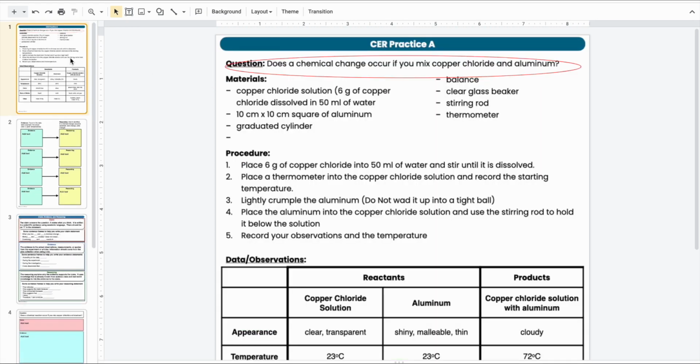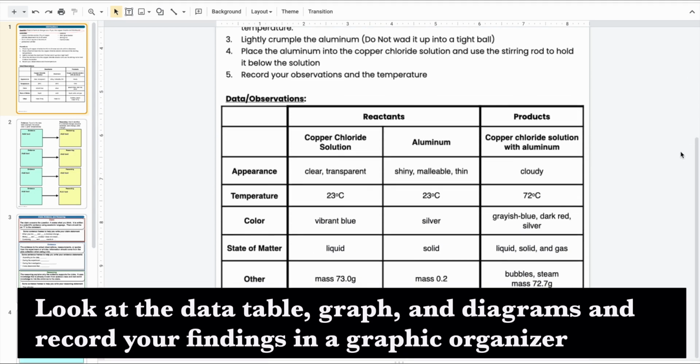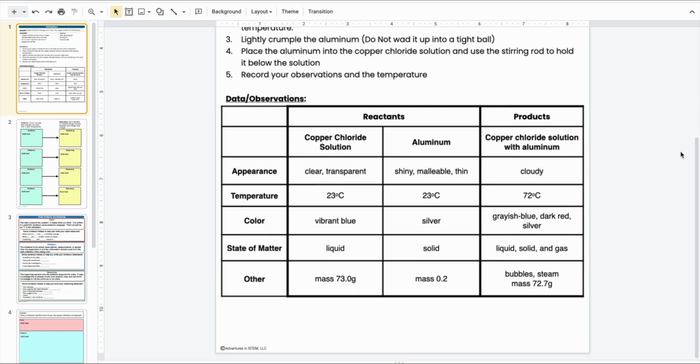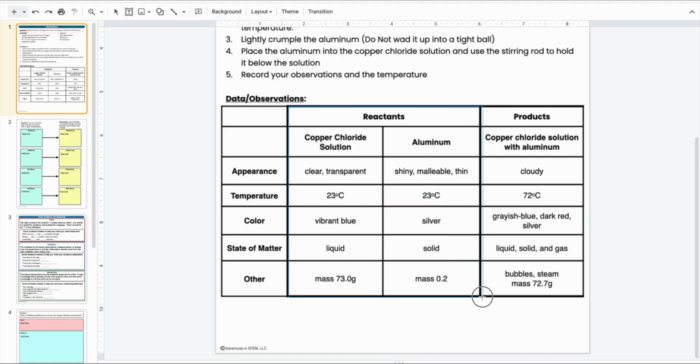Now that you have the question, you know what you're looking for. So we're looking for evidence of a chemical change, a chemical reaction. So we're going to look at our data. That's where we want to be looking, our observations. We're going to be looking at the reactants, what we have at the beginning of the experiment, and we're going to look at our products, what we have after the chemicals have been mixed together. So we have our reactants and our products here, and I'm just going to highlight them so they're easier to see. And we're going to be looking at, is there a difference? Have they changed? Are they staying the same? And what does that mean?